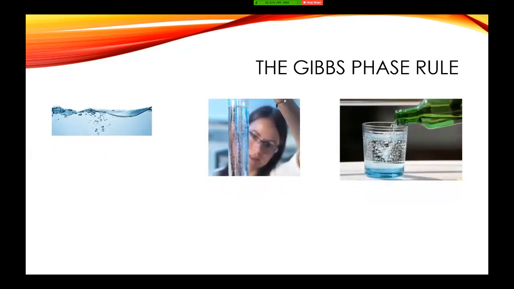So we have 3 different systems here. The one on the left is liquid water. The one in the middle is water, but at the triple point. If you pay attention to the picture, you're going to see that you have ice in the tube, but at the same time you have gas over here, and you have liquid around, right? So you have the 3 phases of water at the same time.